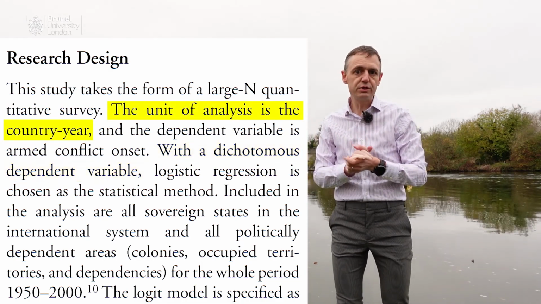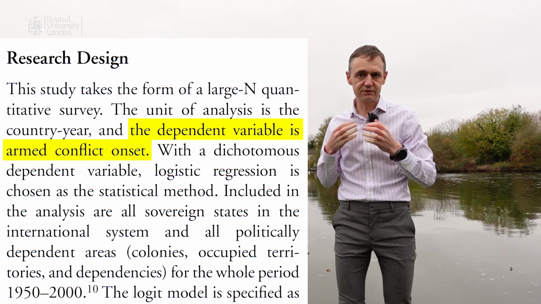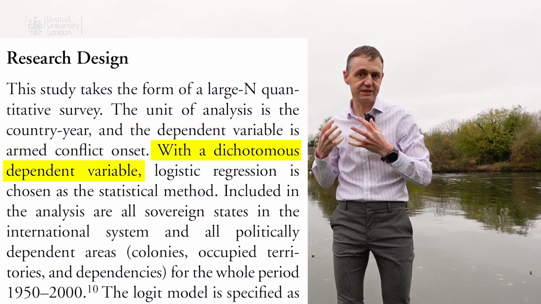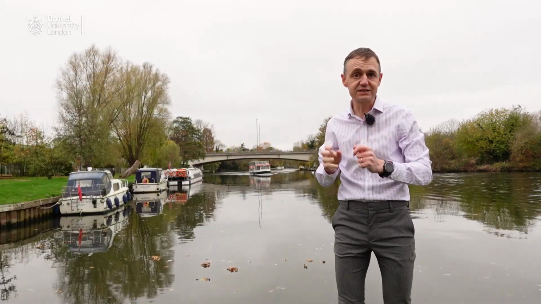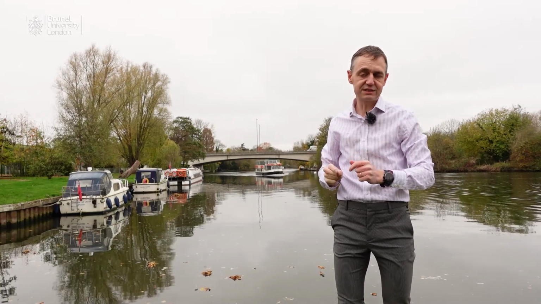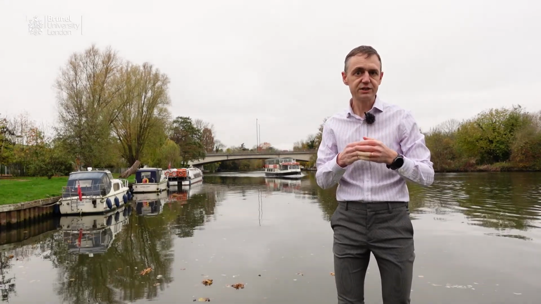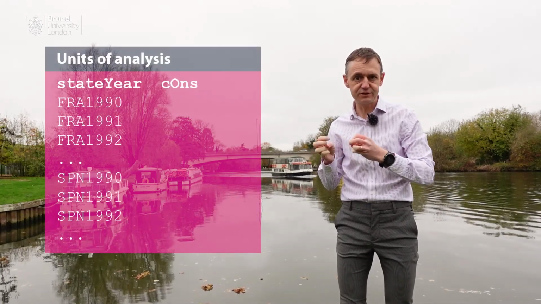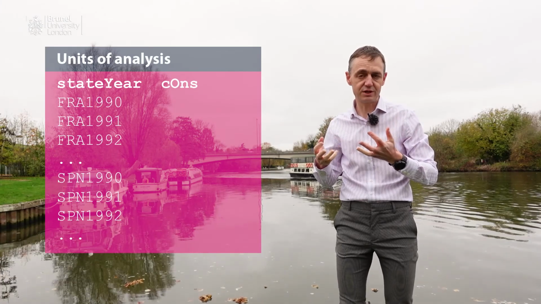So we know that the unit of analysis is the country year, and we know that the dependent variable is conflict onset, and we know that conflict onset is dichotomous. It happened or it didn't happen. So we can make a list based on these things. Okay, let's build an imaginary data set with some fake data. Our unit of analysis is country year, so we'll have France 1990 as our first unit of analysis, France 91 as our second, 92 as our third, and so on.